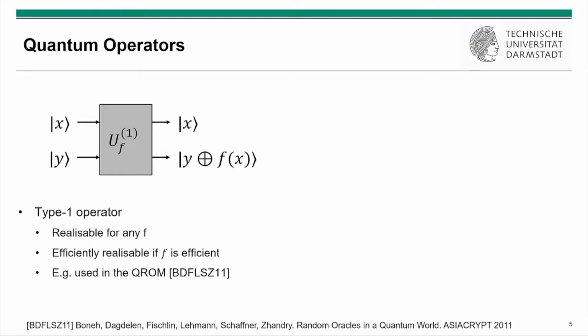This is what we call a type 1 operator, and these operators are essentially realizable for any function f, and we know that they are efficiently realizable if you can efficiently realize the function f on a classical computer. They are, for instance, used in the quantum random oracle model.